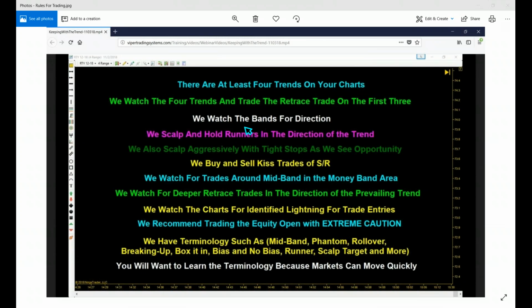We also watch the bands for direction. That's the power trend, the mid band colors, and also stair stepping up, stair stepping down, or sideways. We scalp and hold runners in the direction of the trend. We also scalp aggressively with tight stops as we see opportunity. We buy and sell kiss trades of support and resistance. And in range bar trading, your support and resistance is critical. Looking to the left to trade the right is definitely the way to trade.